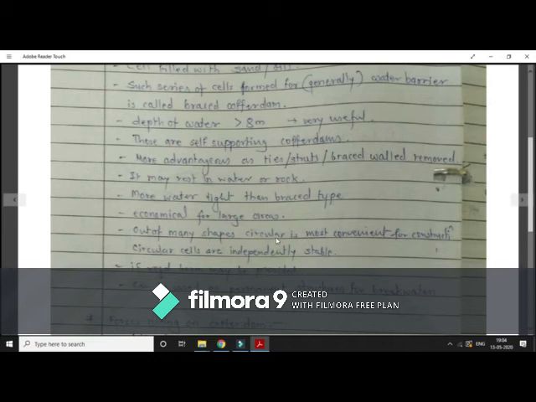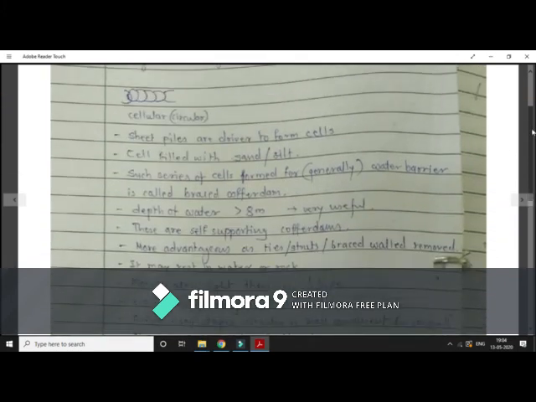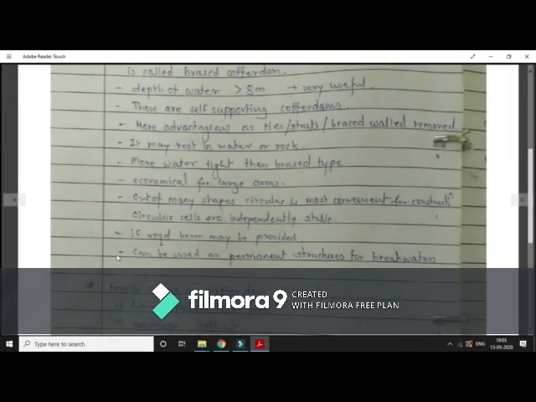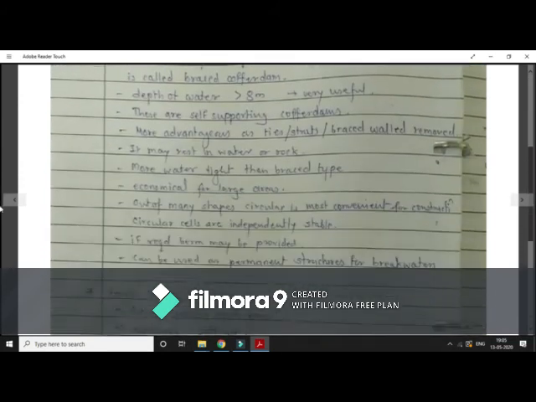Out of many shapes, circular is the most efficient, convenient for the construction of circular cells, and these are independently stable structures. If required, a berm may be provided here, and it can be used for permanent structures also, like a breakwater. So this is the greater advantage as far as cellular cofferdams are considered. So you can quote some advantages. These are advantages over the regular cofferdam or any other type of cofferdams. So you can compare. Sometimes this question is also asked: what are the advantages of the cellular cofferdam over other types.